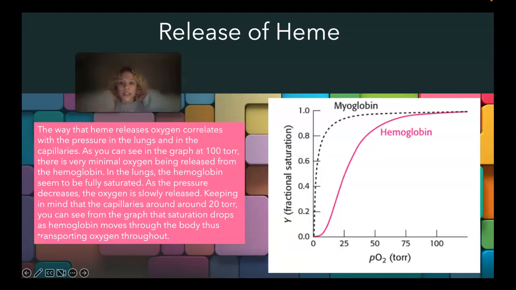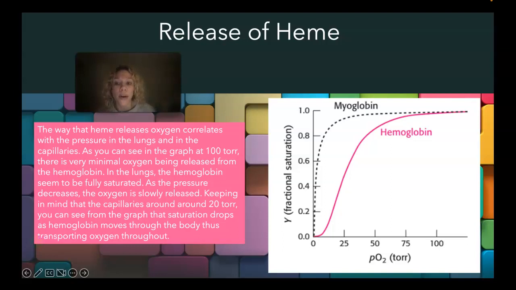Now let's go ahead and discuss the release of heme. The way that heme releases oxygen correlates with the pressure in the lungs and in the capillaries. I really liked this graph because it does depict the pressure in the lungs as well as the pressure in the capillaries, and it gives you a great example of how the oxygen is released.